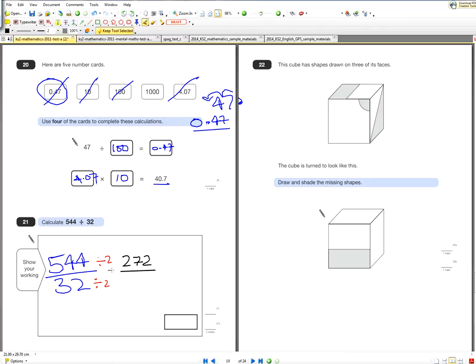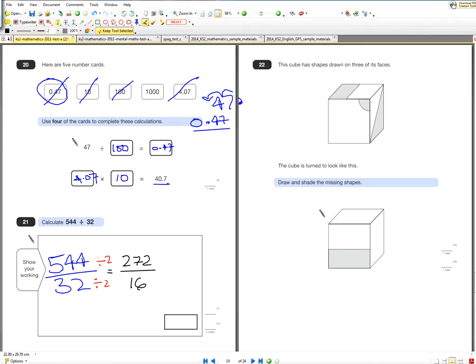272. Beautiful. Now, half of 32 will give us? What's half of 32? I'm still waiting, folks. What's half of 32? The answer's getting more ridiculous. What's half of 30? 15. Yeah, half of 30 is 15, half of 2 is 1, so 16.